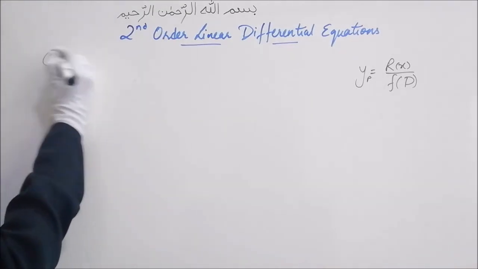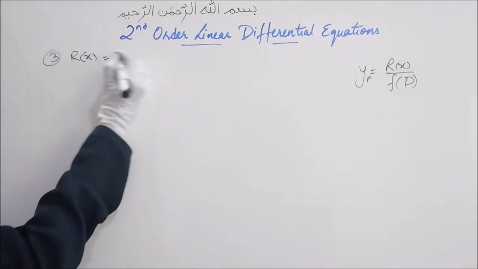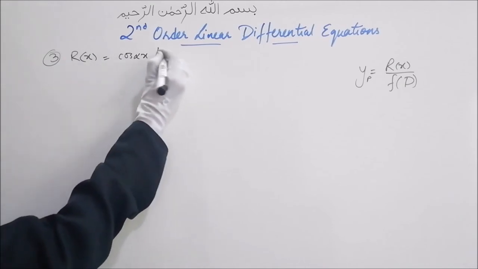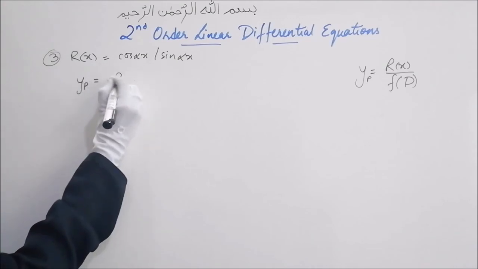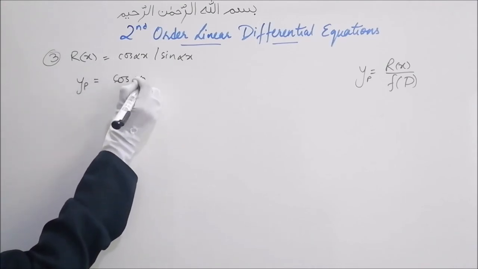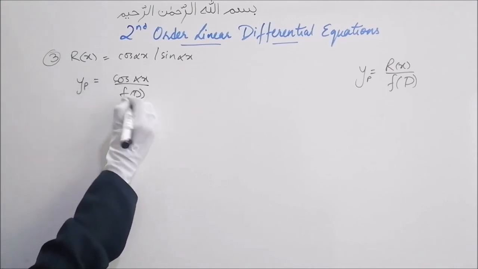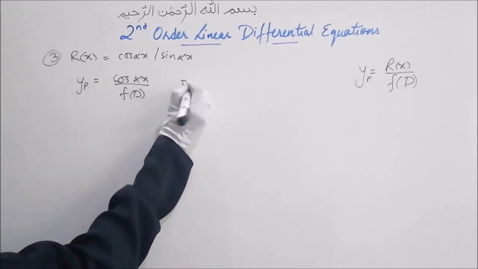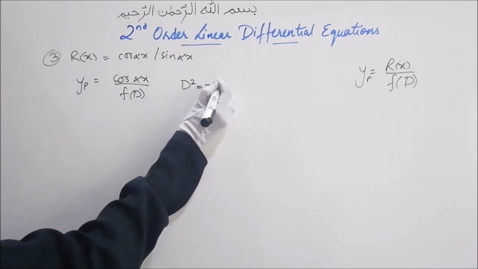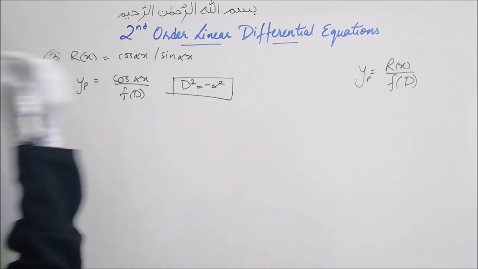Third is when R(x) is of the type cos alpha x or sin alpha x. Then we'll have yp equal to cos alpha x upon f(D), or it can also be sin alpha x upon f(D). So to solve these, we will replace D squared by minus alpha squared.